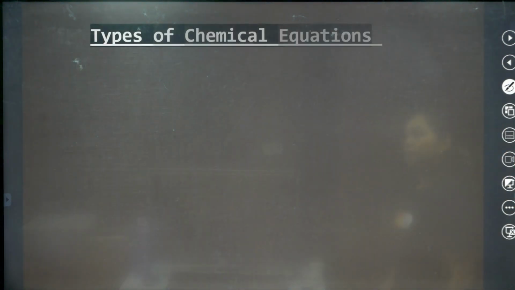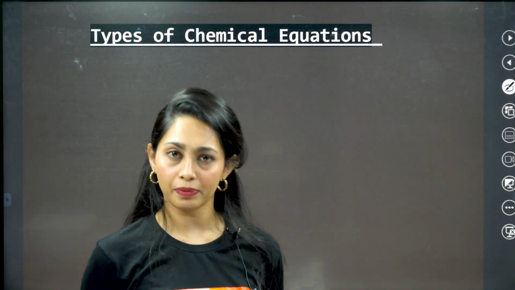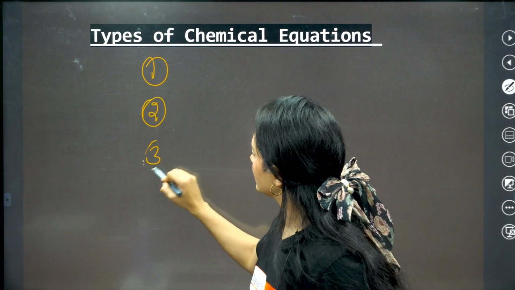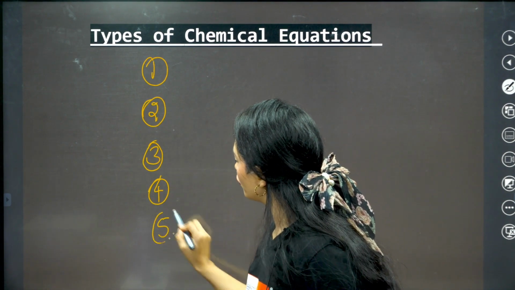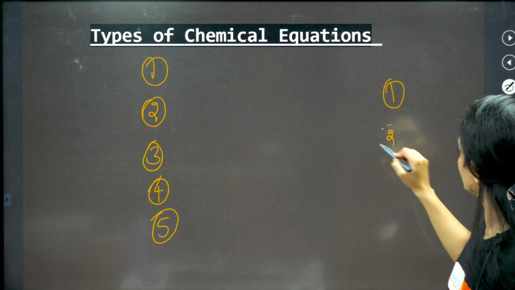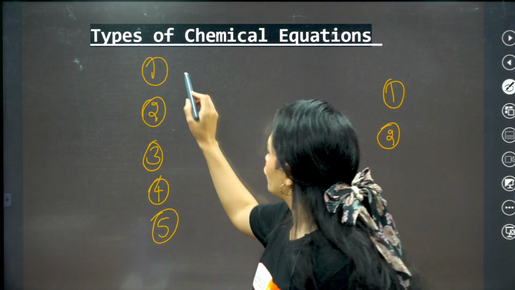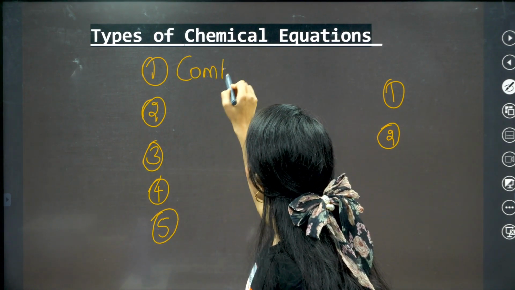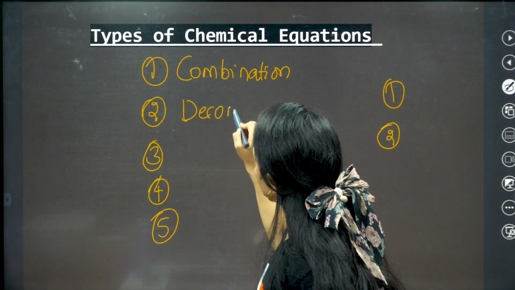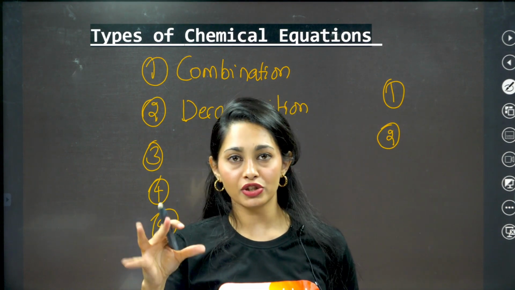Moving on, types of chemical equations. In this chapter, we discuss a total of 5 types of reactions, and there are 2 more based on the energy difference. First, we are going to discuss combination reaction, and then decomposition reaction. Decomposition and combination reactions are opposite to each other.